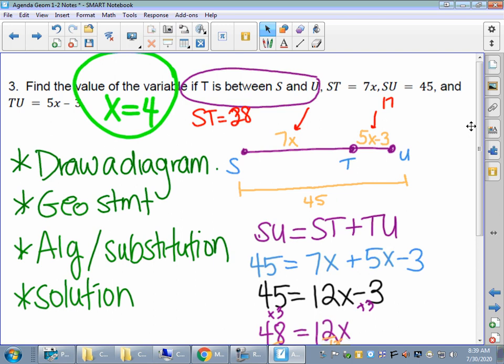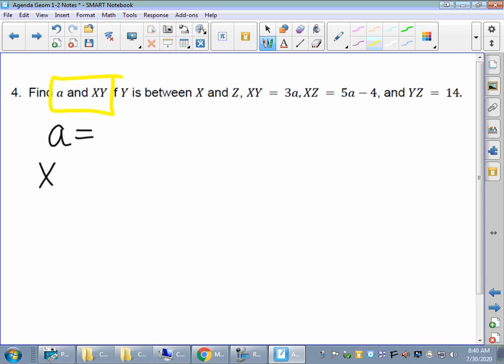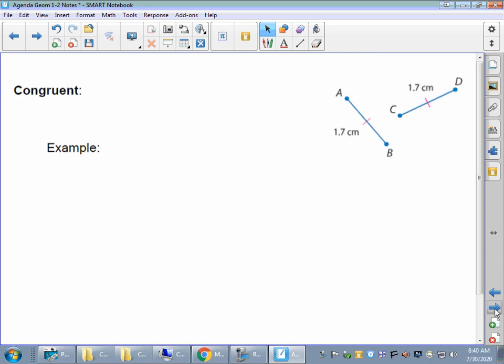You're going to see a lot of those ones. I feel like we could skip this one. Maybe we'll use that as a practice. Please notice, though, it says to find the value of A and segment XY. So your final answer is going to be A equals something, and the length of segment XY is equal to something after you plug that in.